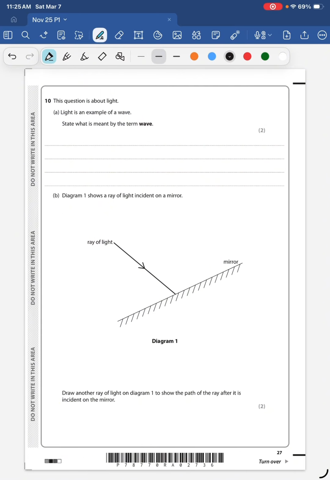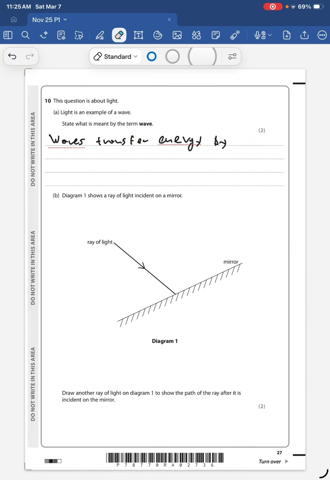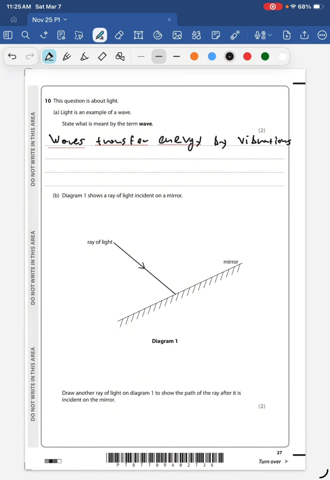So question 10. This question is about light. Light is an example of a wave. State what is meant by the term wave. Waves transfer energy by vibrations. By vibrations, no matter is transferred.